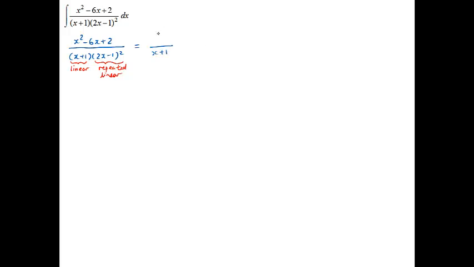A linear denominator will have a constant numerator. And for the repeated linear denominator, I will resolve it into itself, which means power 2, and repeat it and reduce the power. So for repeated linear, the numerators will always be constant. So now my task is to find A, B, and C.